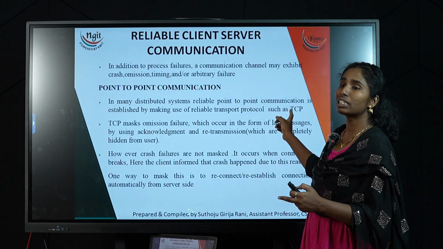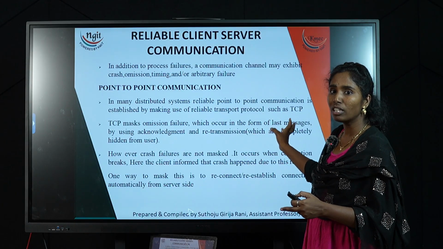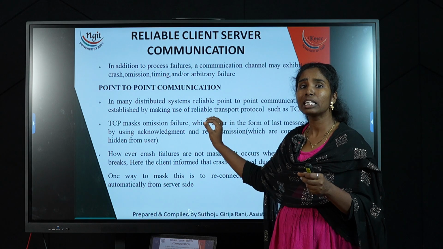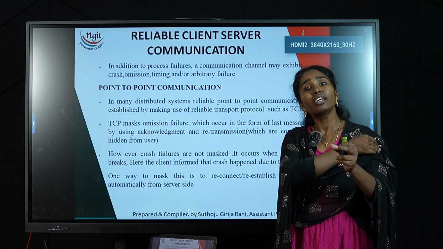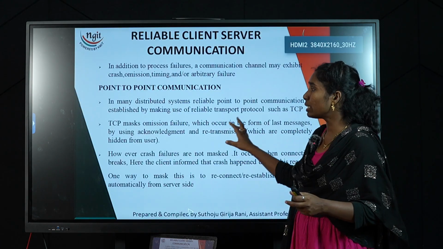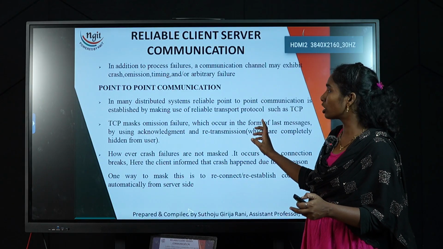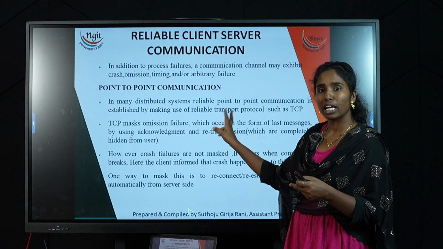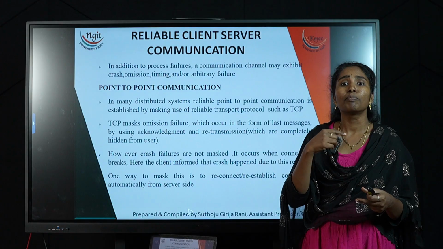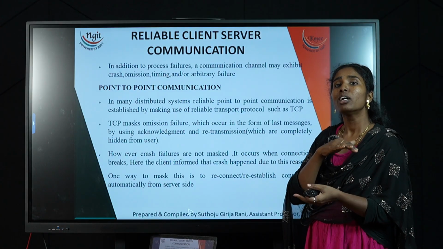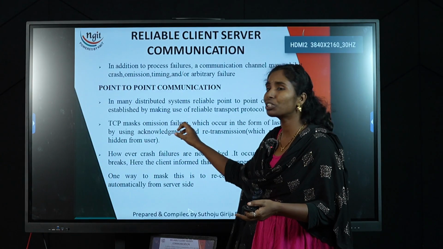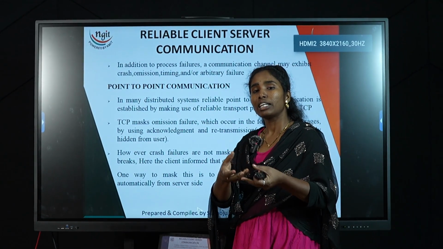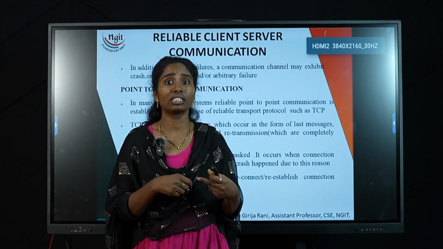Where we utilize TCP, the transmission control protocol, our transport layer will reliably establish a connection between the sender and the receiver. That is what takes place with TCP communication. When we have this TCP connection in our distributed environment, we can mask, that is, overcome, a few errors such as omission failures. Omission failures concern how the sender sent the request and how the receiver is receiving it.